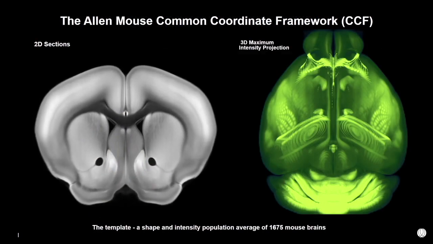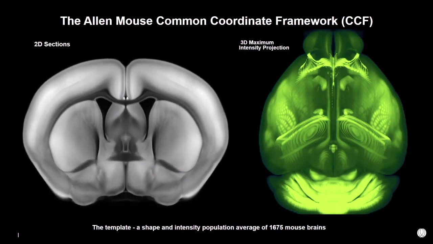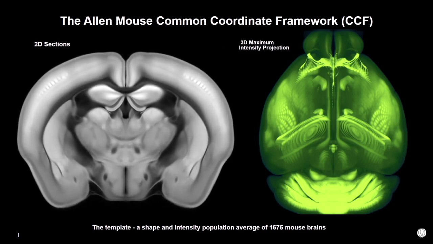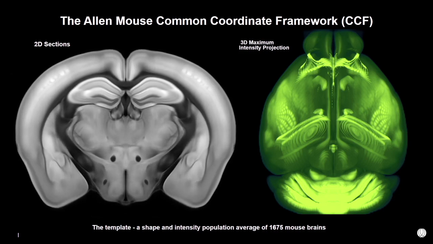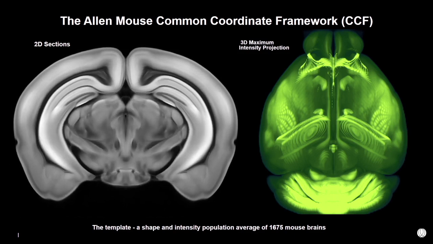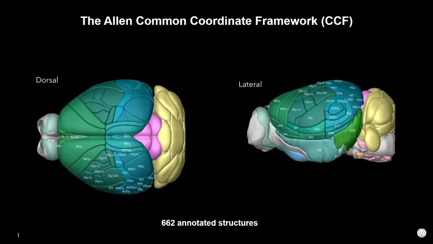So at the center of the CCF is such a population average template. We computed it from over 1,600 mouse brains. As you can see, it is really rich in anatomical details, and especially it actually shows many of the structures not quite visible in a single brain, for example, the barrel field. And on top of the template, we also have over 600 anatomical structures annotated. That means once the mapping is done, a lot of quantitative analysis will become possible.